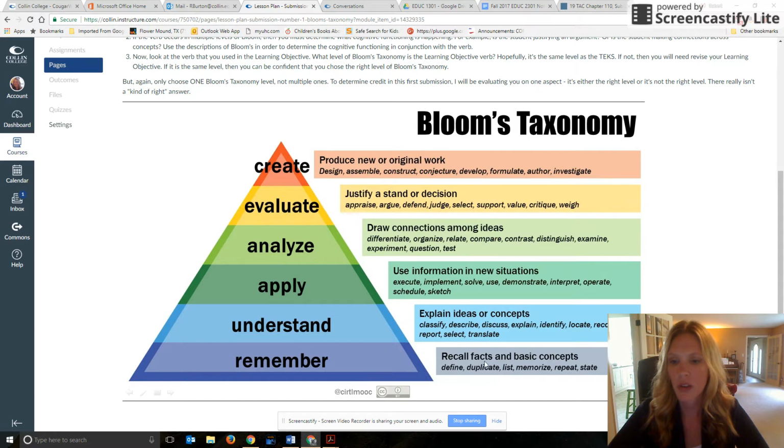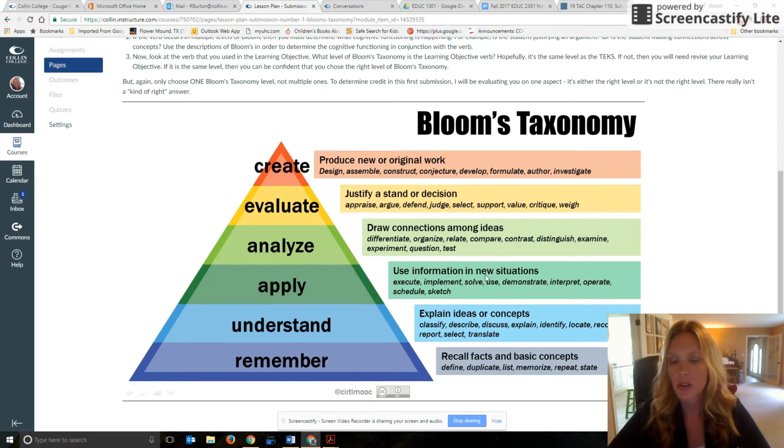If we look at recalling facts, well, they have to do a little bit more than recall facts when they're summarizing, so it's not going to be that one. Explain ideas or concepts, and we see in here they've got the verb describe. That sounds kind of right, because they would have to explain or describe how one thing affects the other.